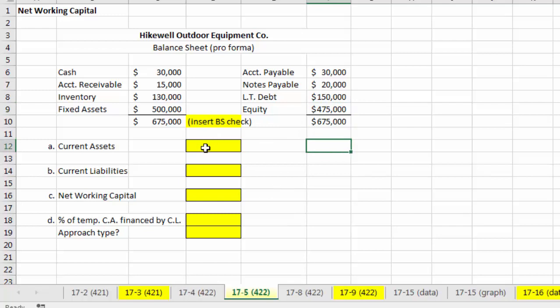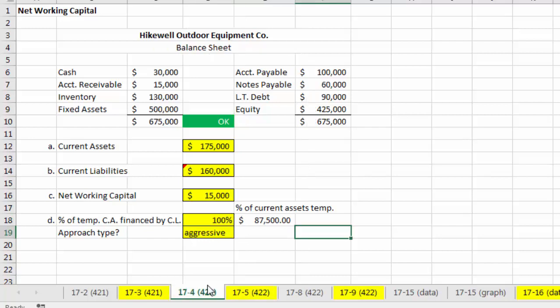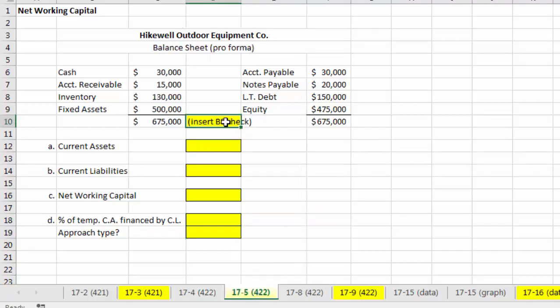So we're going to do the same thing, add up the current assets, current liabilities, net working capital, and then compare the temporary current assets, which is half of the current assets, to the amount of current liabilities and see if it's greater or less, and then decide what approach they're using. Right? And also I'd like you to see if you could copy and paste that balance sheet check algorithm right here, and then you just have to change the test on the if function for this cell, C10, equals this cell, F10. So see if you can set that one up and get the green light with the OK for here.